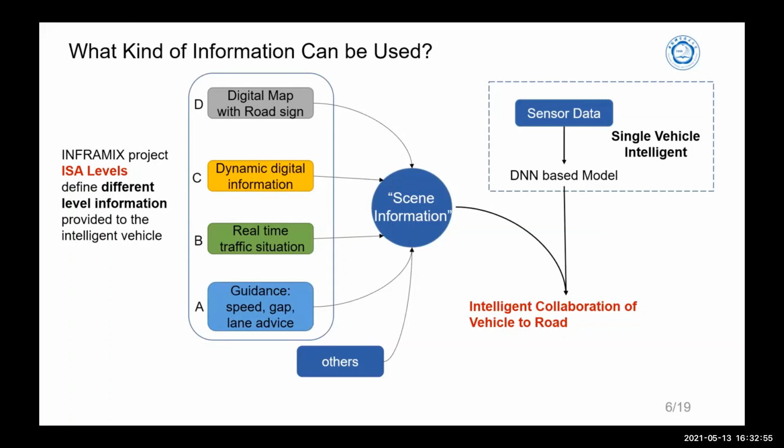In each level, they define what kind of information is provided to the intelligent vehicles, like the digital map, dynamic digital information, real-time traffic situation, and even lane advice. We call all of them scene information in our paper. The idea of a combination of single vehicle intelligence and external scene information is what we know as the intelligent collaboration of vehicle to road.